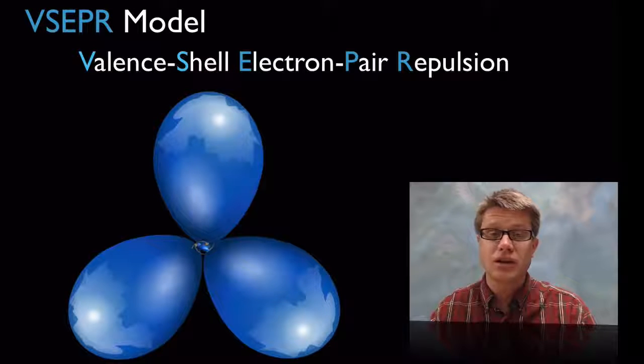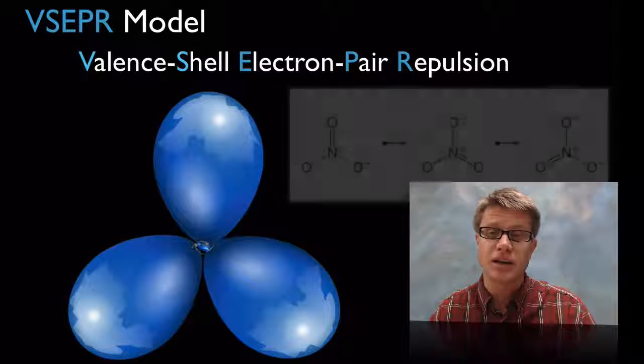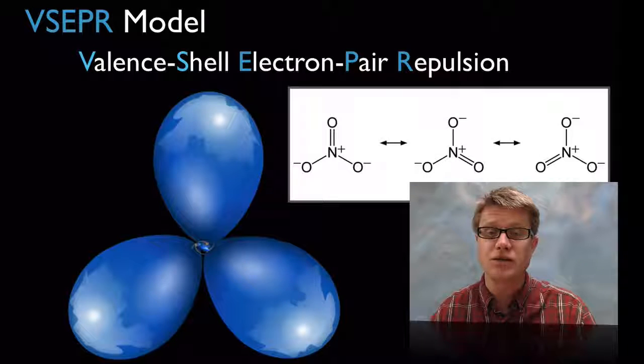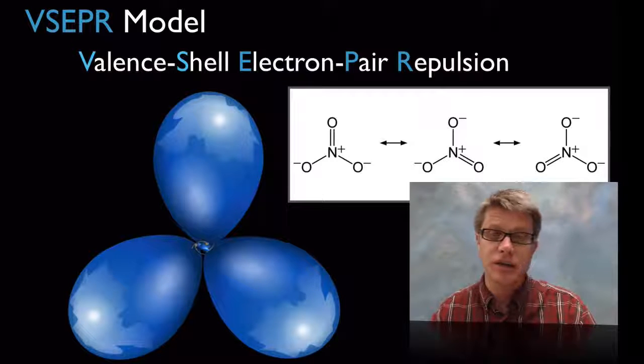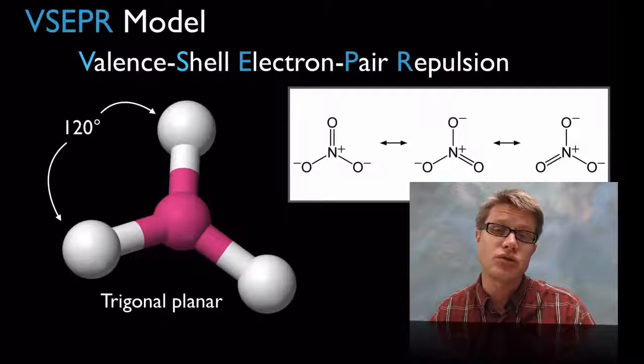Let's go to 3 pair of electrons now. So we got 3 balloons. It's going to organize itself like this. What's something that looks like that? Maybe nitrate. And so if we're looking at nitrate like this, it's going to have the nitrogen in the middle, those electrons around the outside. And so this is going to be that VSEPR model. It's going to be trigonal planar.